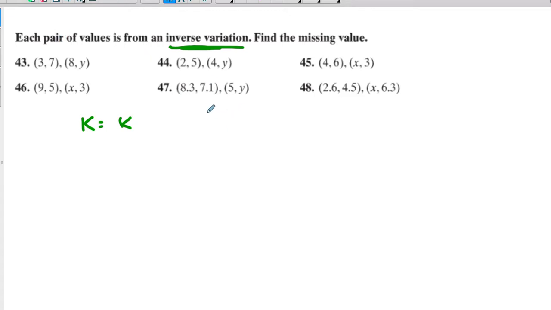So then with this being an inverse variation, you have y equals k over x, which gives you k equals xy is how you find your constant of variation.